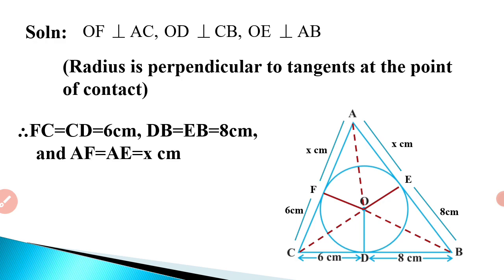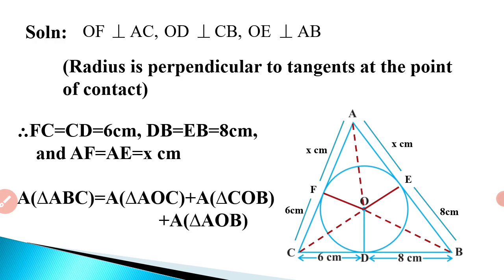We have already considered the lengths. Let us try to understand that triangle ABC is the bigger triangle. If I want to find out its area, I can write that entire area of triangle ABC to be divided into 3 smaller triangles. That is, area of triangle AOC, area of triangle BOC and area of triangle AOB. So that entire triangle is broken into 3 parts.